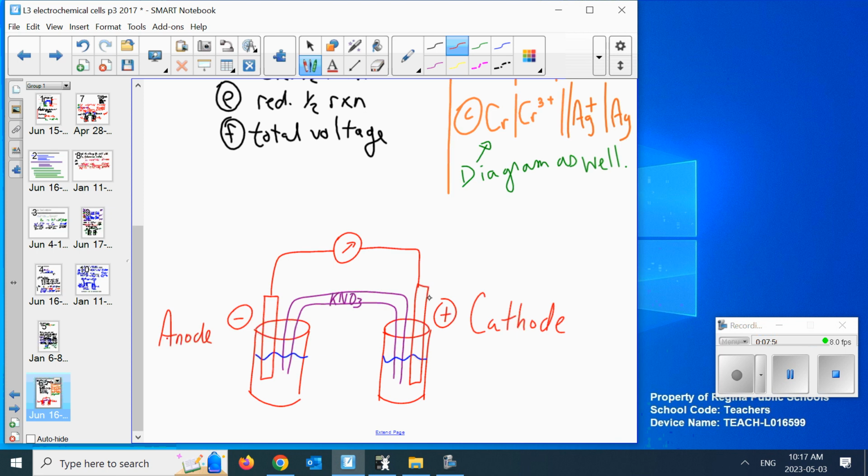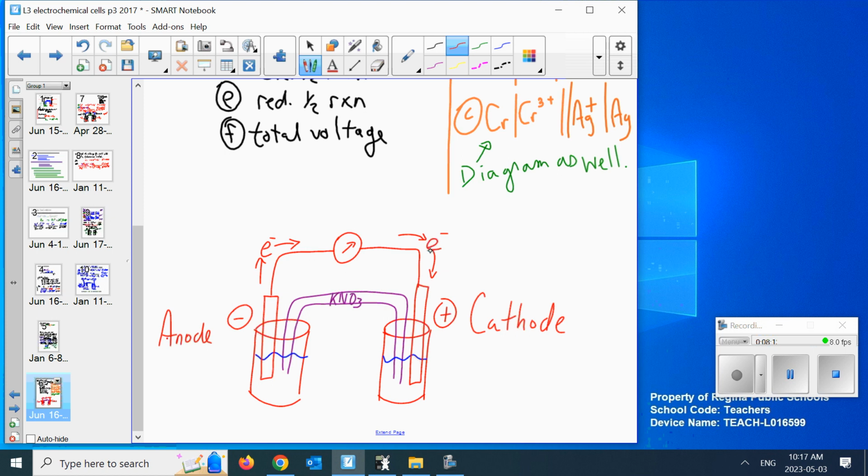Anode to cathode, electrons are negative. So which way do they flow? From positive to negative or negative to positive? Right, they're attracted. So I will put e negatives on this side. Okay? Does that make sense?